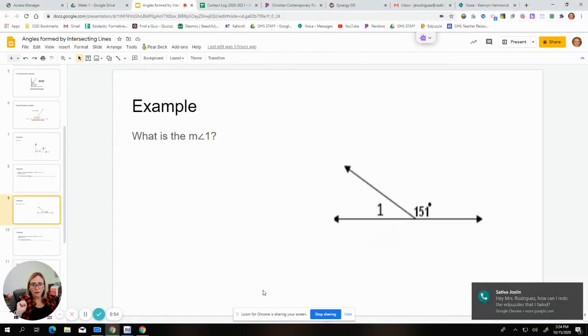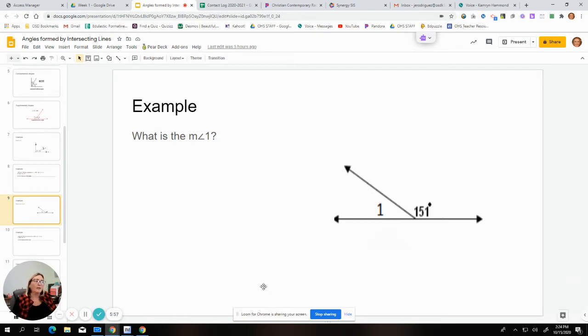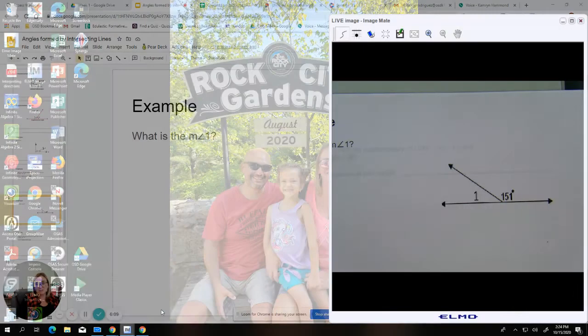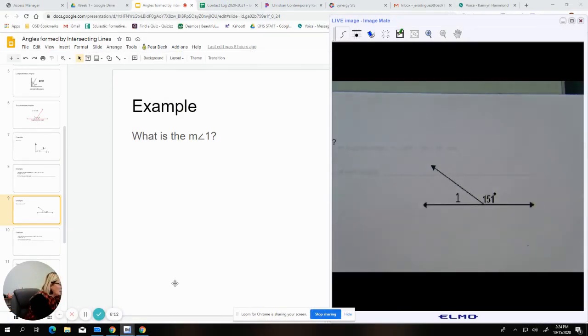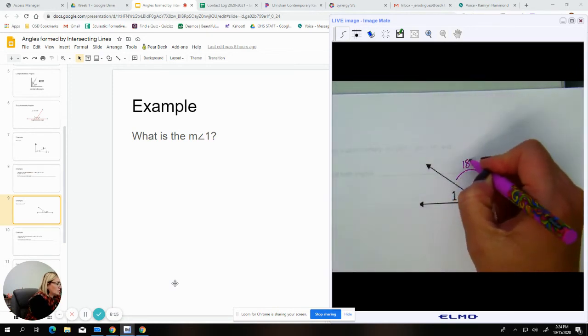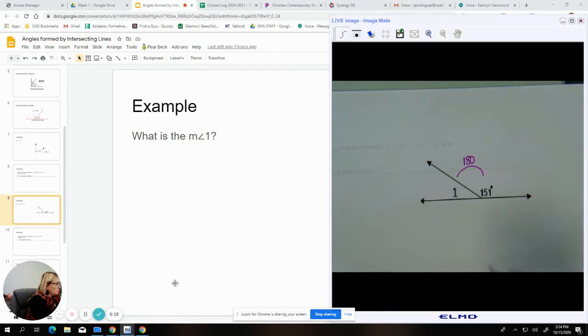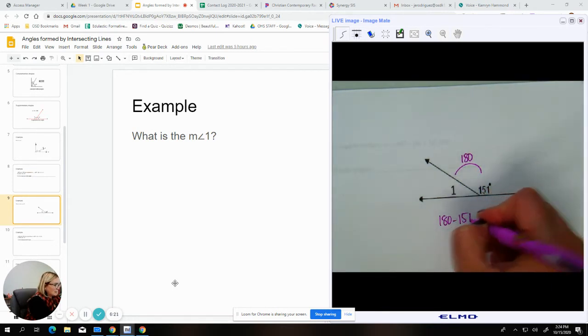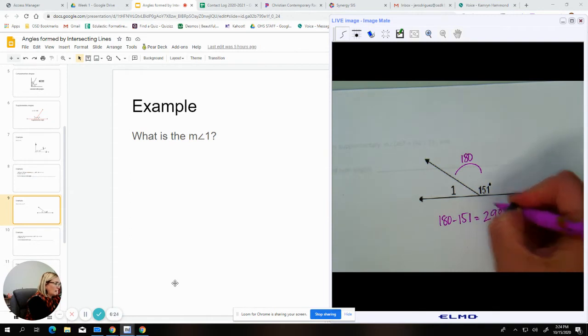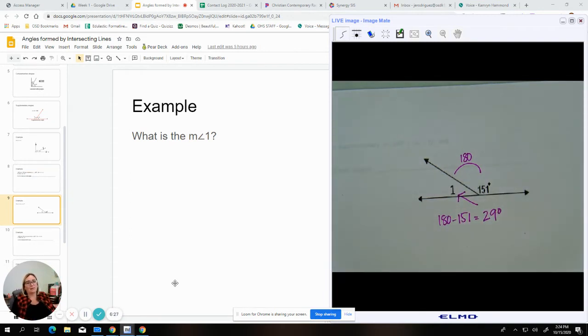All right, so now we are going to be talking about a supplementary angle, okay? Supplementary means it adds to 180 degrees. So if we have 151 already, these two angles together have to be 180 because they're supplementary. So if we take 180 and we subtract 151, we get 29. So that tells us that that angle right there is 29. Okay? So supplementary is 180, complementary is 90.